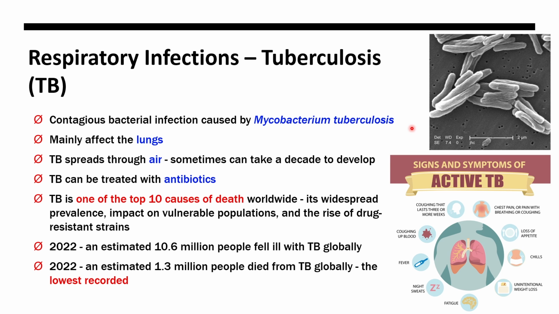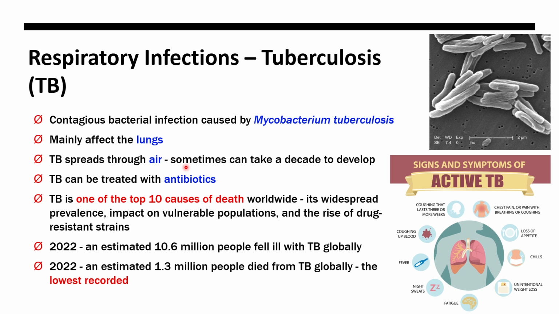The next respiratory infection is tuberculosis. This is caused by a bacteria known as Mycobacterium tuberculosis. It mainly affects the lungs. TB also passes through air. And sometimes it takes a decade, that means 10 years, to develop the disease. But the good thing about this disease is it can be treated with antibiotics because it's caused by bacteria. And TB is one of the top 10 causes of death worldwide.